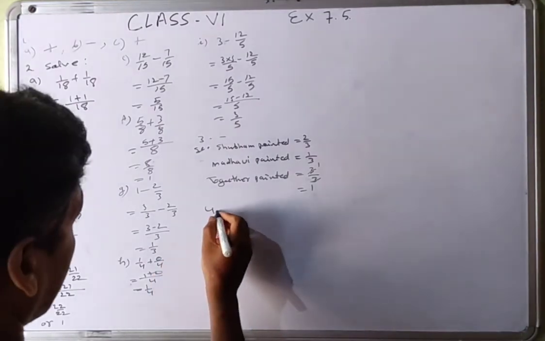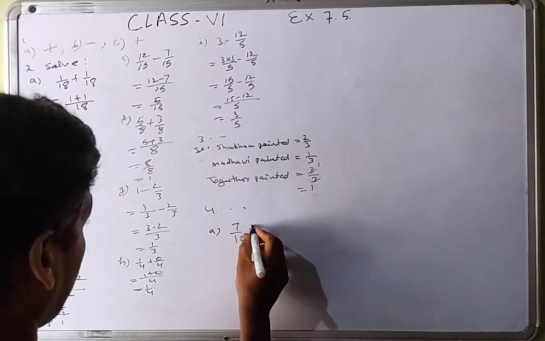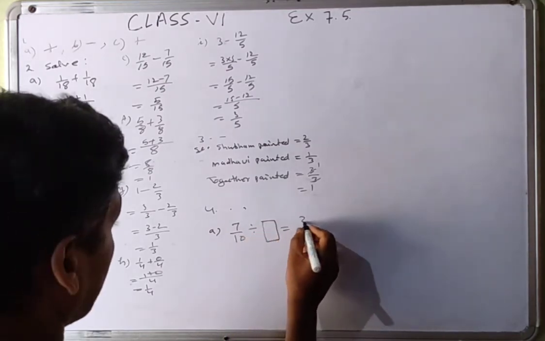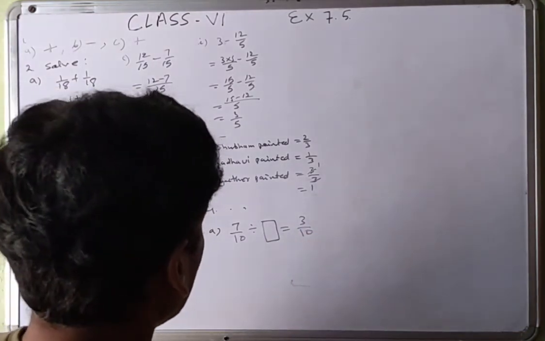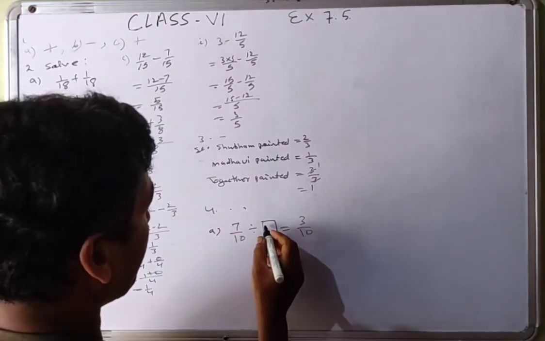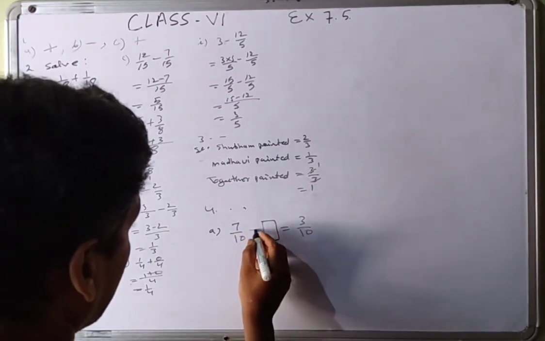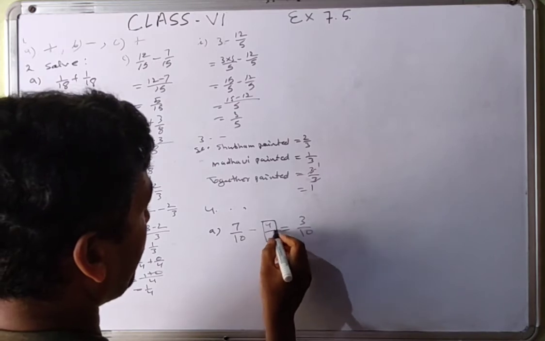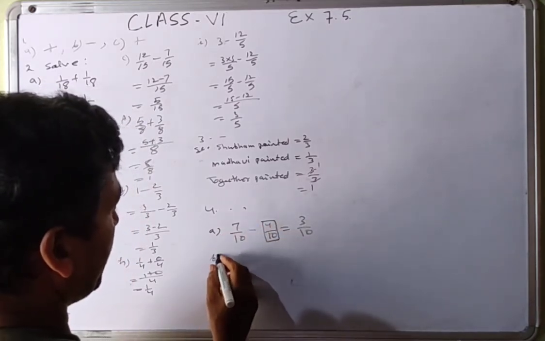Fourth question. A part. 7 upon 10 subtract box is equal to 3 upon 10. So that will be subtract. So what will come here? 7 less 3, that is minus. So 7 less 3, 4 upon 10.